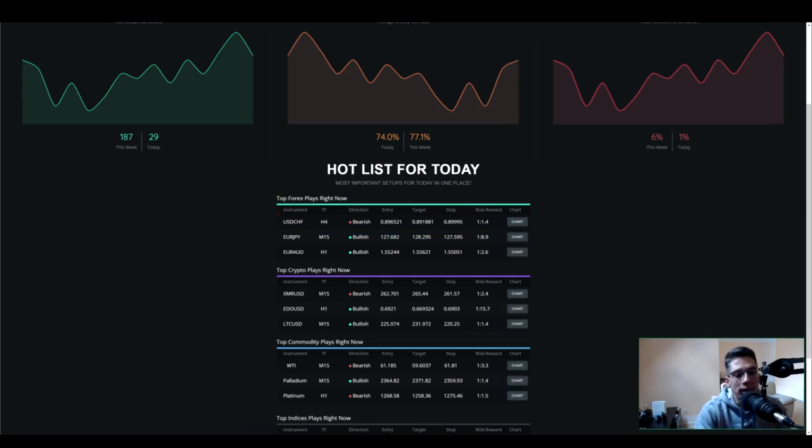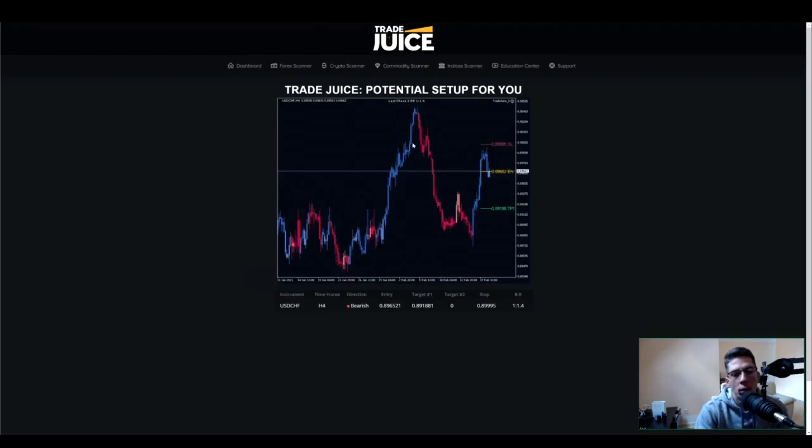Every single trade idea comes with the instrument name, time frame where we found that signal, direction, bearish or bullish, let's say either we want to buy or sell, entry point, target, stop, and a risk reward. Also, you have the chart so you can get everything that you need. So if we click here, what we see here is the dollar Swiss franc. And the same thing that you see here is displayed over here, just more for that visual representation of what we are looking to do.